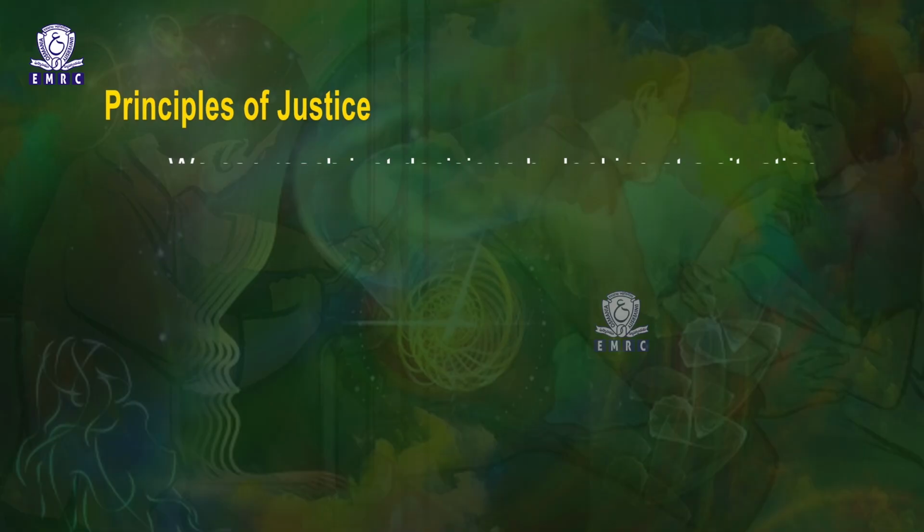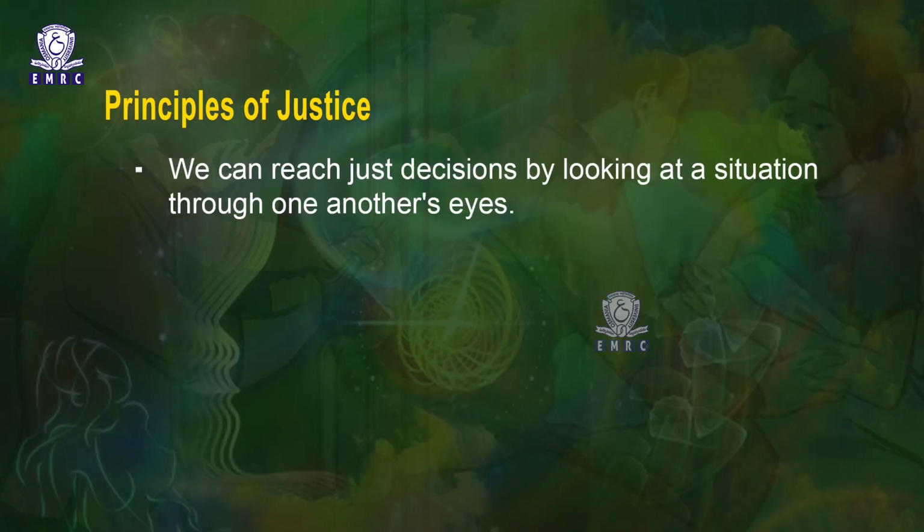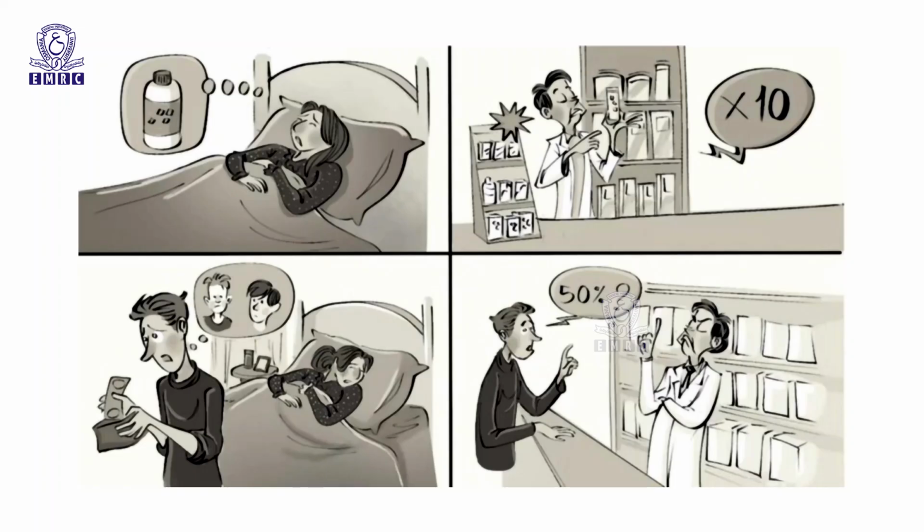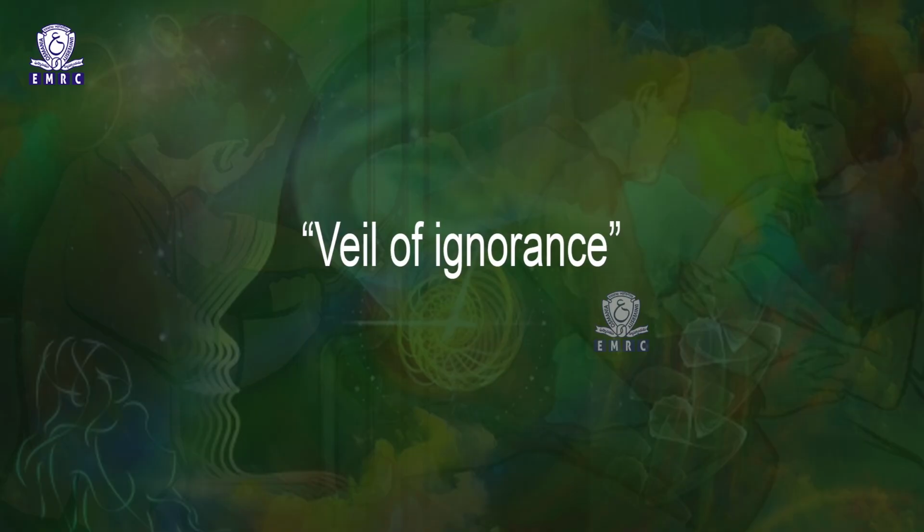In actual practice, KOHLBERG says we can reach just decisions by looking at a situation through one another's eyes. In the Heinz dilemma, this would mean that all parties, druggist, Heinz and his wife, take the roles of the others. To do this in an impartial manner, people can assume a veil of ignorance, acting as if they do not know which role they will eventually occupy.